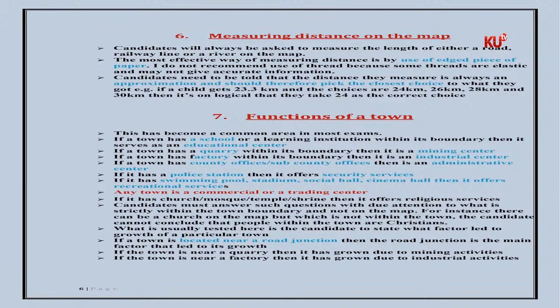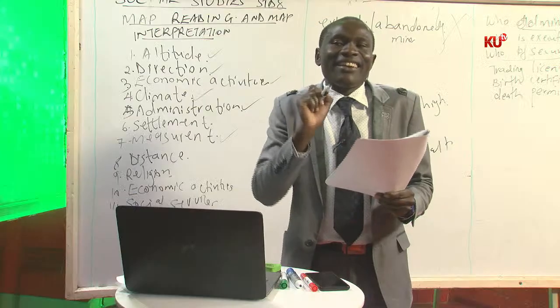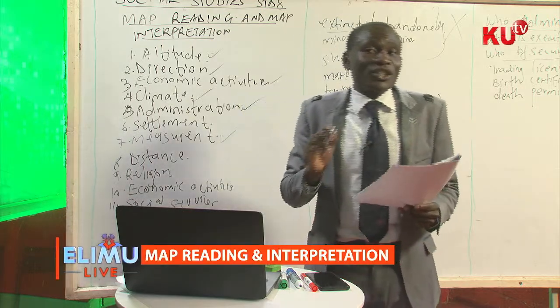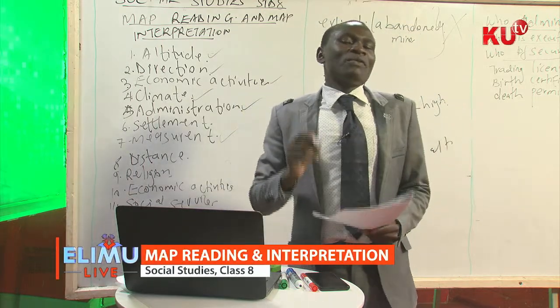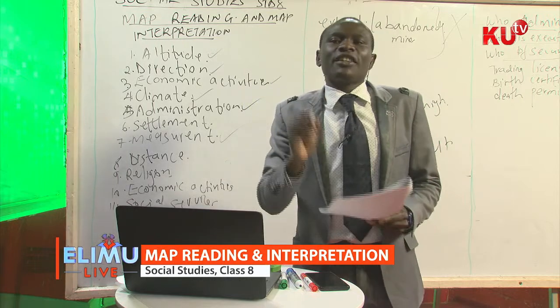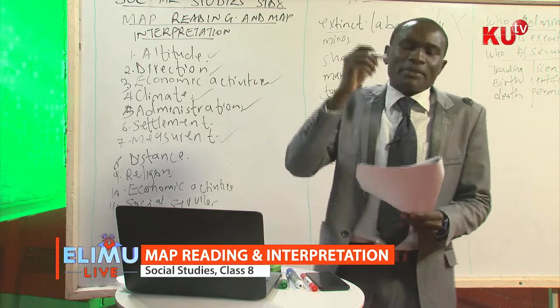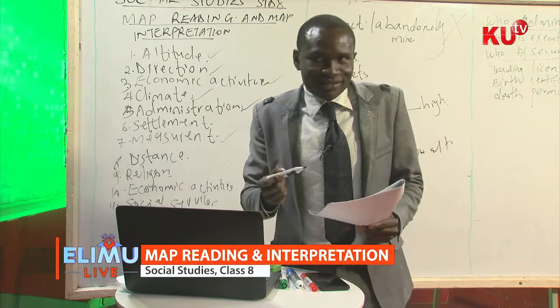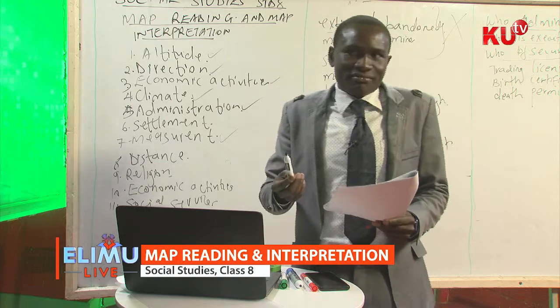Now, on measurement, candidates will always be asked to measure the length of either a road or a railway line on the map. Be very careful. First, look at the scale on the map. What about if the scale is not on the map? I want to emphasize on that. There is no question in KCPE that has ever been set where the scale is missing. The scale must be there.